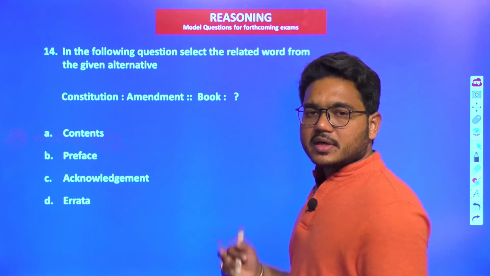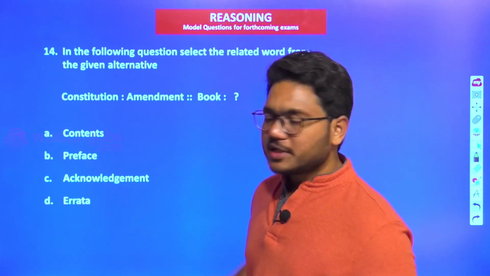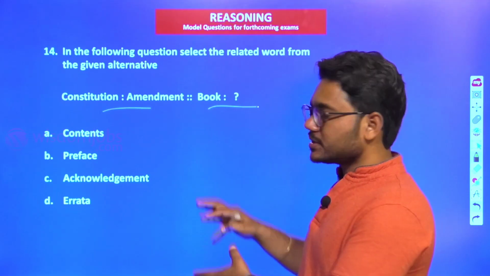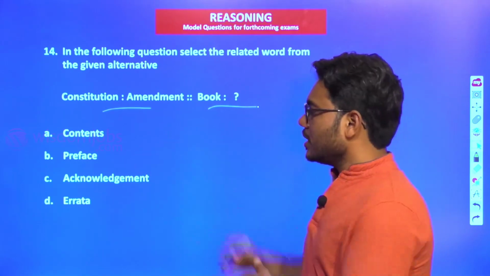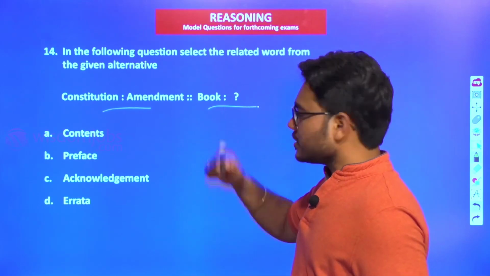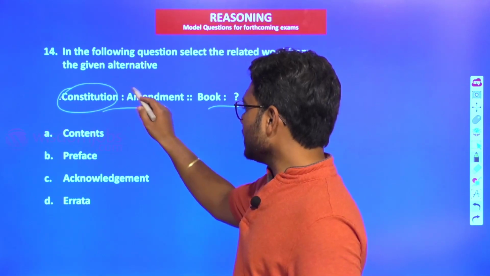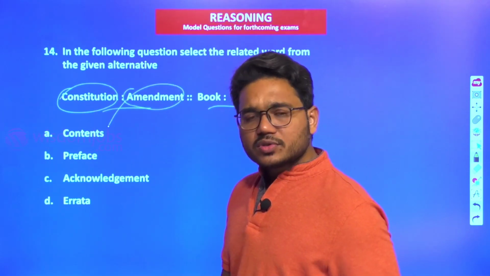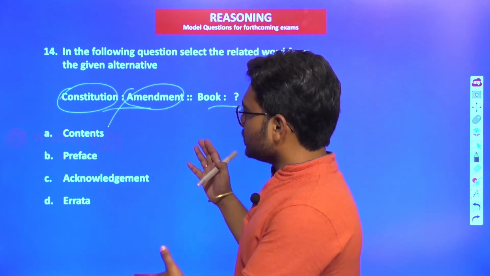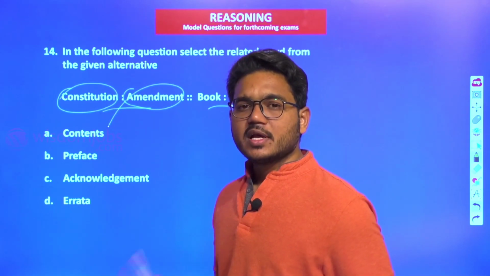Let us see another analogy question here. So what is given? Identify this initial pair, then identify the similar relation in the next pair to find the appropriate pair for book. So we could see constitution, amendment. These general terms you should have this idea. Obviously, almost all people will have this idea of constitution and amendment.